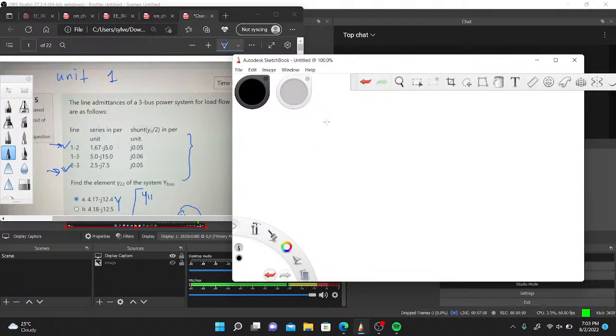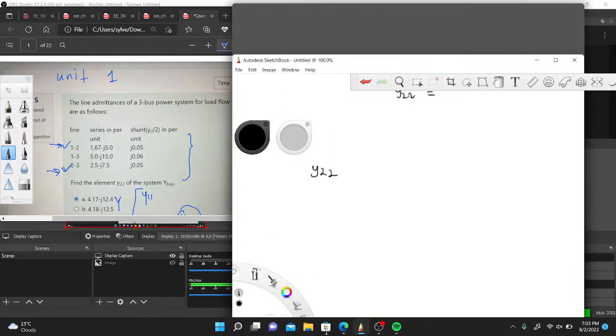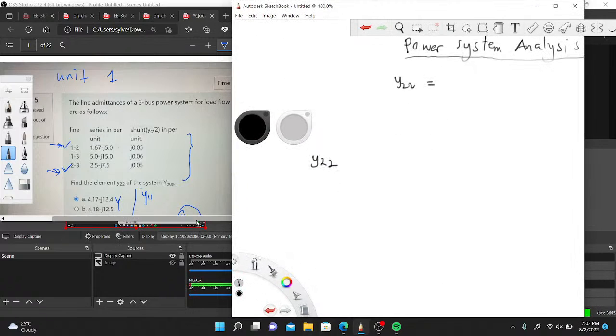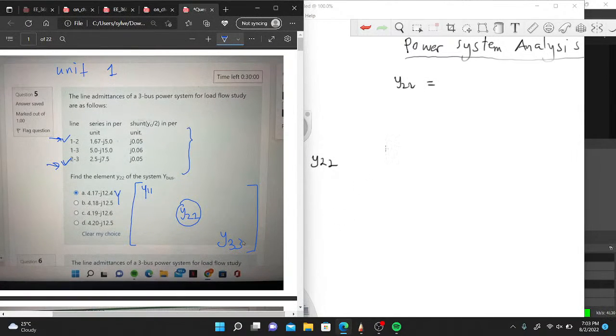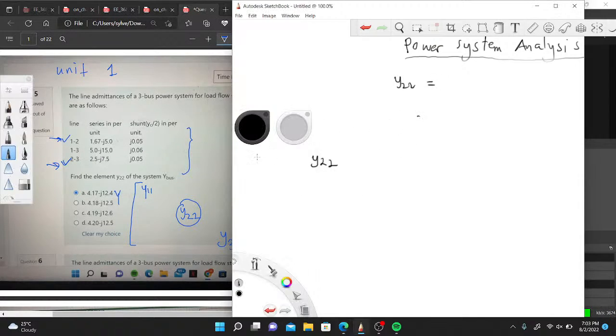So we are seeing Y22, right? Which is admittances connected to bus 2. Let me cover this thing. Fantastic. So we said admittance is connected to bus 2. So anywhere we see a 2, consider it now.